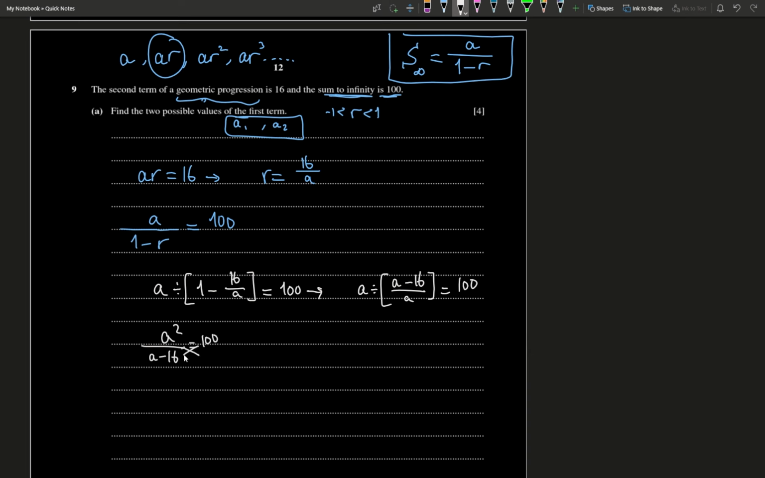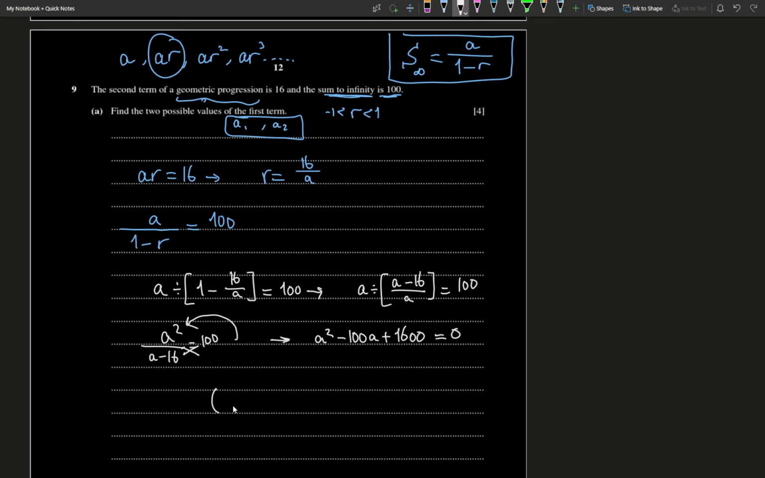You'll do cross multiplication and move the terms on the right hand side to the left hand side, and you'll end up with A squared minus 100A plus 1600 is equal to 0. This is a quadratic equation which you can solve using the quadratic formula. When you factor this out, you'll end up with two solutions for A. Let's factor it out first.